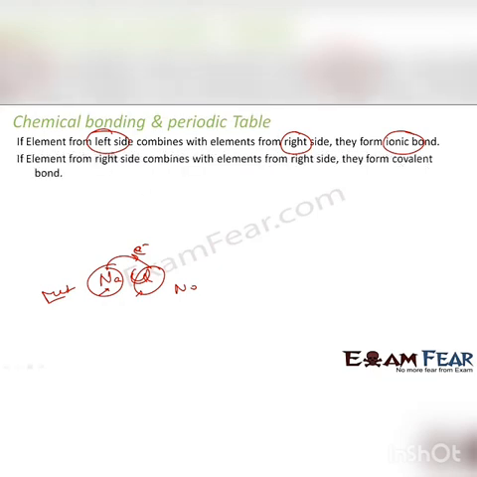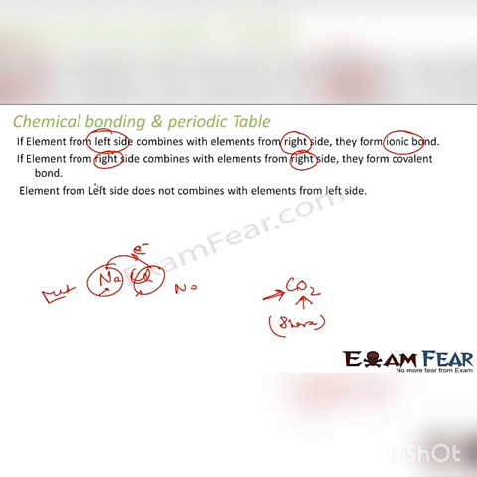But the element on the right side combines with the element on the right side to form a covalent bond. For example, CO2. Why? Because both are on the right, both want electrons. Both are electron hungry. Nobody is ready to give an electron, right? So in this case, when nobody is ready to give an electron, they share electrons and they form a covalent bond.